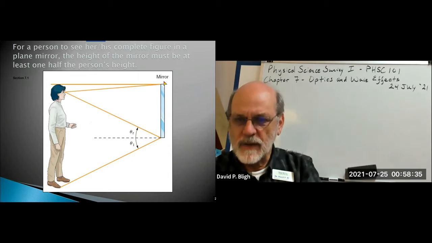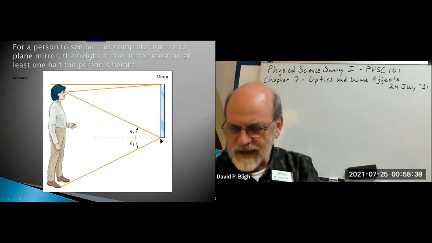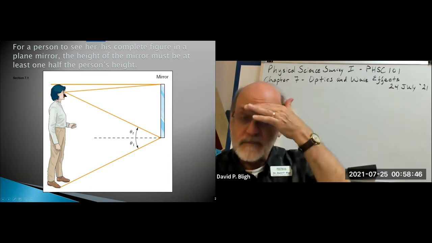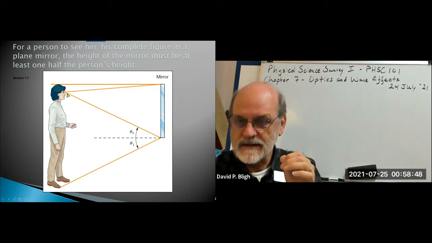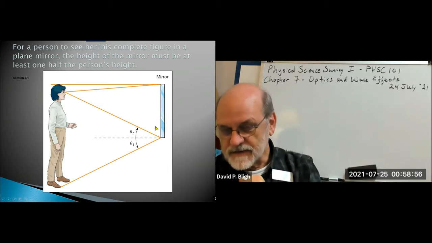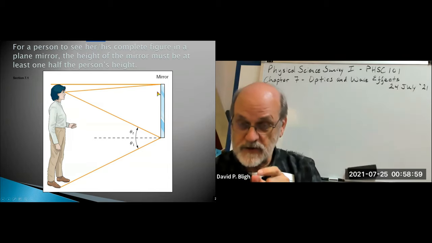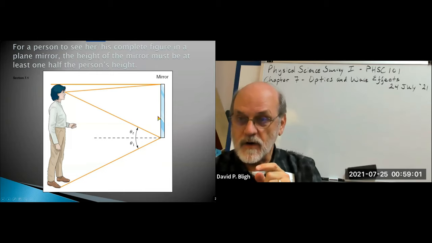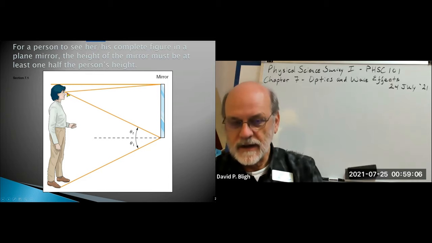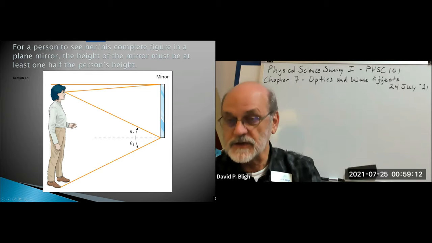Now here we have a plane mirror, a perfectly flat surface. And this just illustrates the fact that if this person wants to see her entire body, this mirror needs to be half her height. So this is her whole height, this is half her height, and the reflection from this mirror will give her a full image of herself. And it doesn't matter where her eyeballs are. I mean, she could have an eyeball here in her hand, and she would still need a mirror that's half her height.